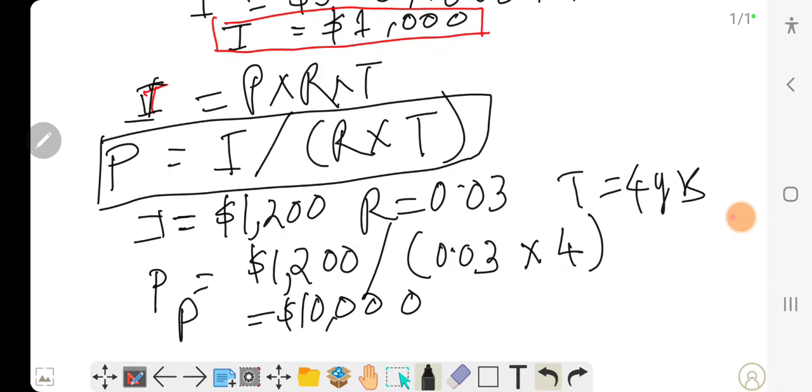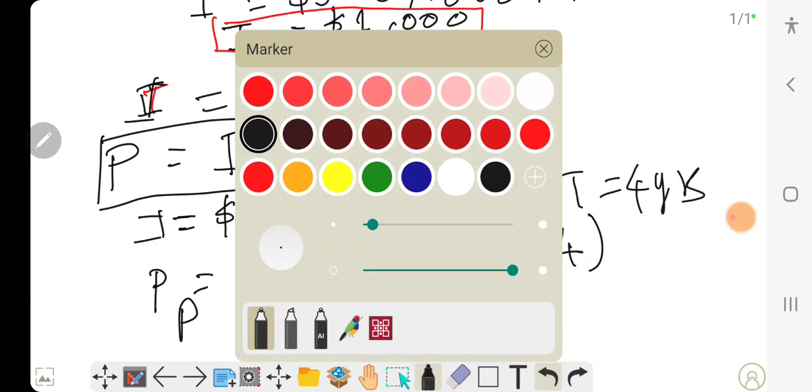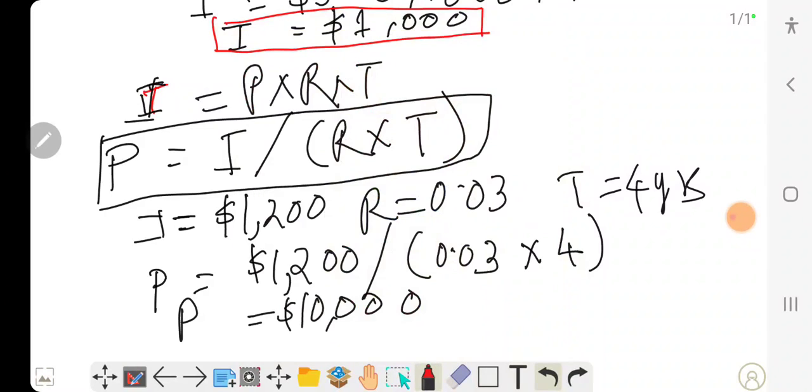What this means is, if you had earned interest of $1,200 at the rate of 3% for the period of 4 years, you had to be investing $10,000 to earn this $1,200 interest. So this should be the formula to compute the principal.